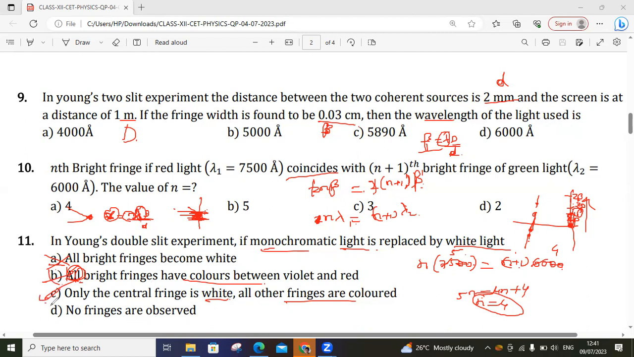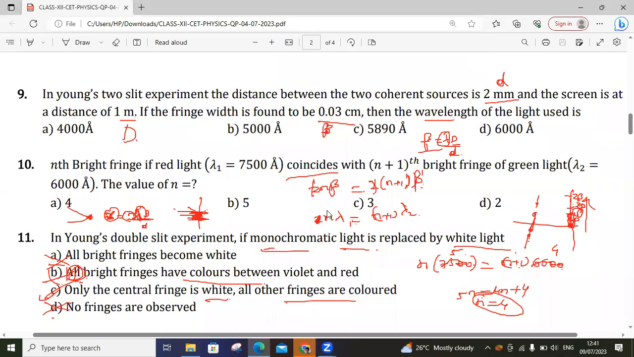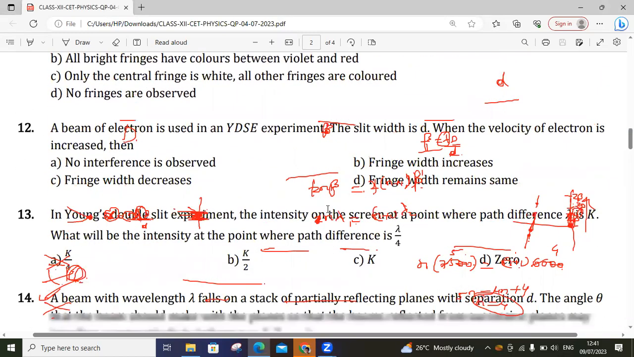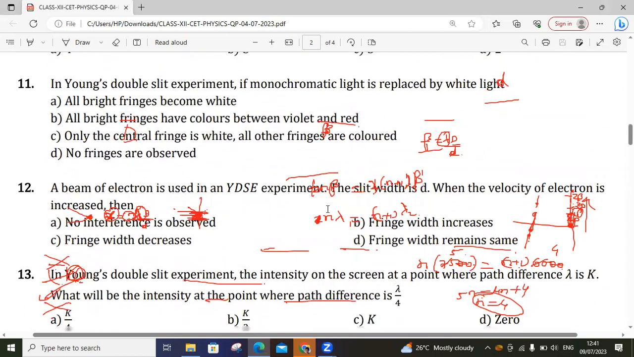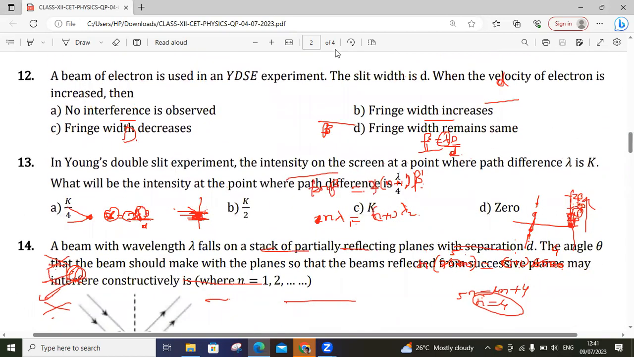Okay. No fringes are observed. This is wrong. Option C is correct. So we'll go for the next question. 11 is over. 12.